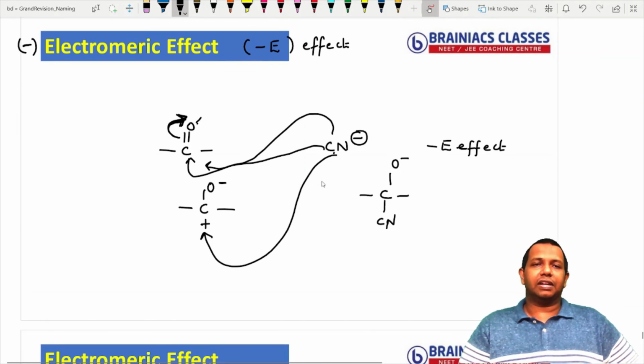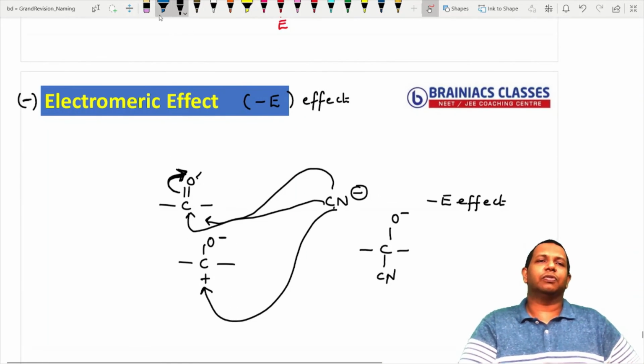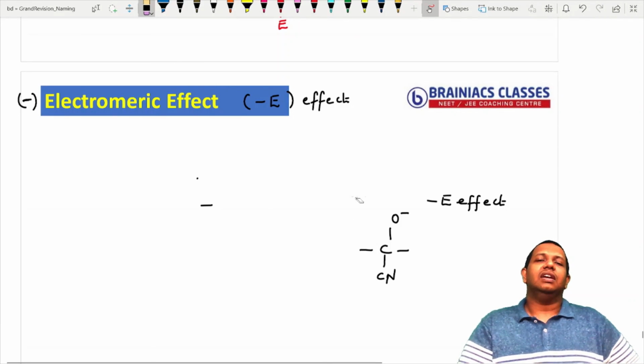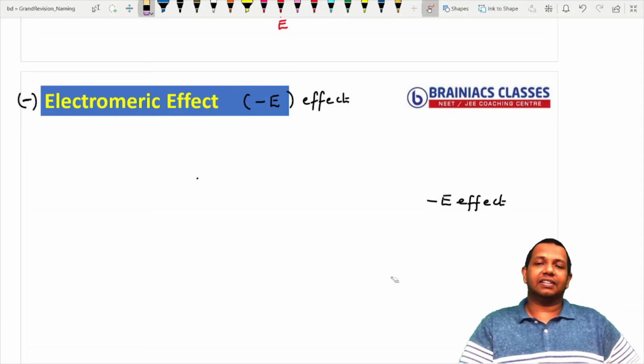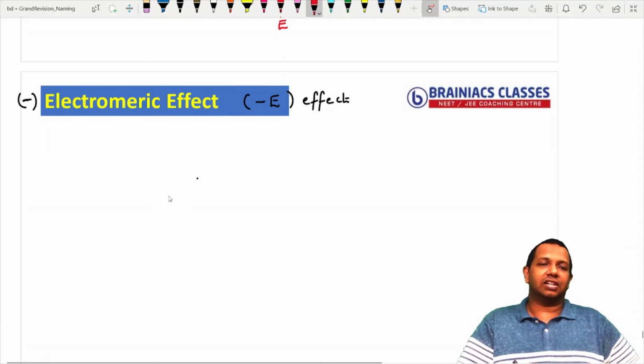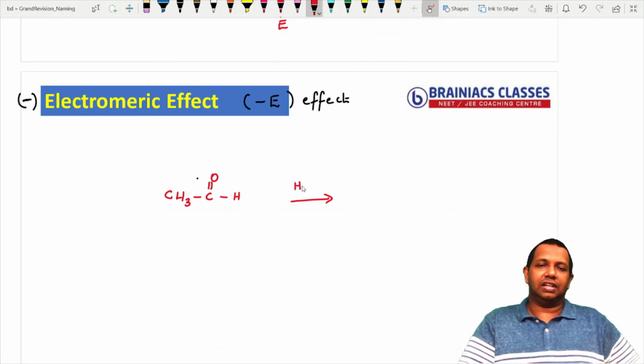This is a temporary effect. I can say one example for this one. For example, the reactions of aldehydes is an example of minus E effect. For example, let's say an addition reaction of aldehyde. For example, CH3, C double bond O H. Now this is being treated with the HCN, hydrogen cyanide. We know this will split up, H plus and CN minus.